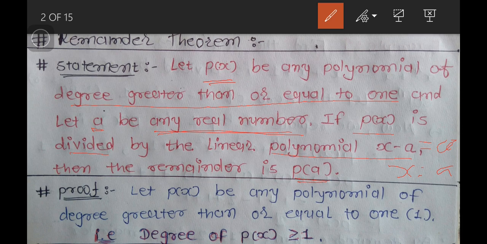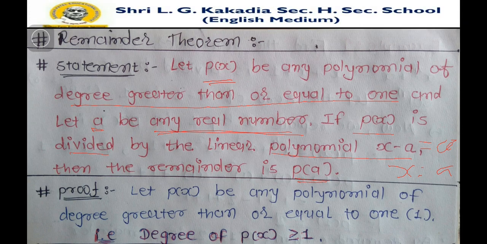So our proof begins with the first line of the statement: let p of x be any polynomial of degree greater than or equal to 1, that is, the degree of p of x is greater than or equal to 1. Then we can divide it by a linear polynomial, because a linear polynomial has degree 1. This was the first line.